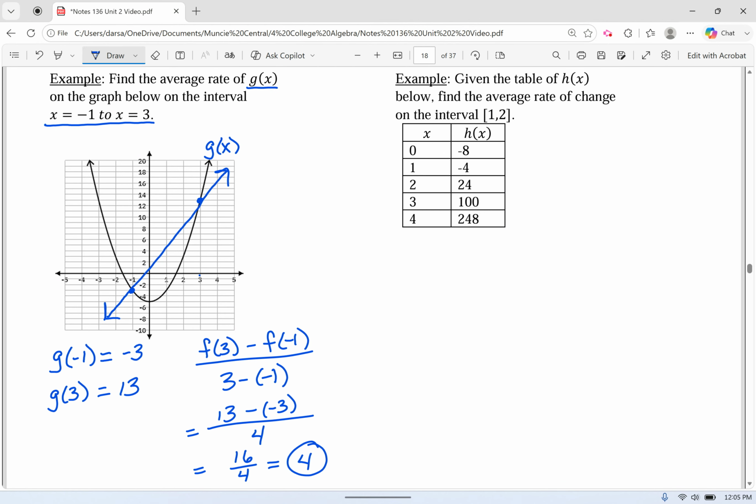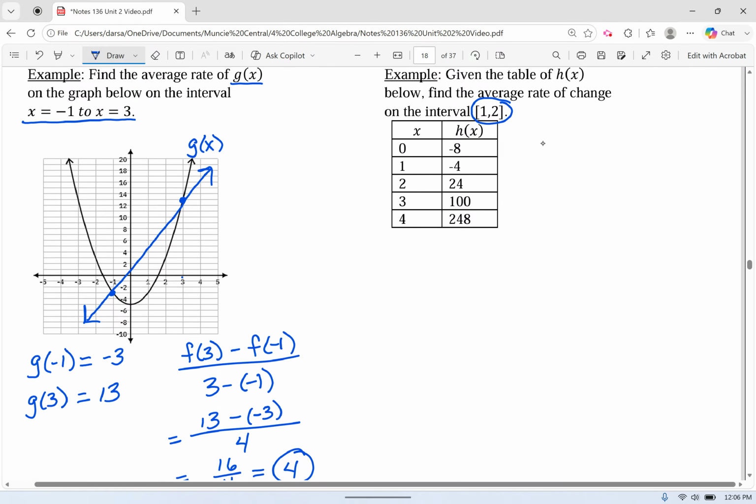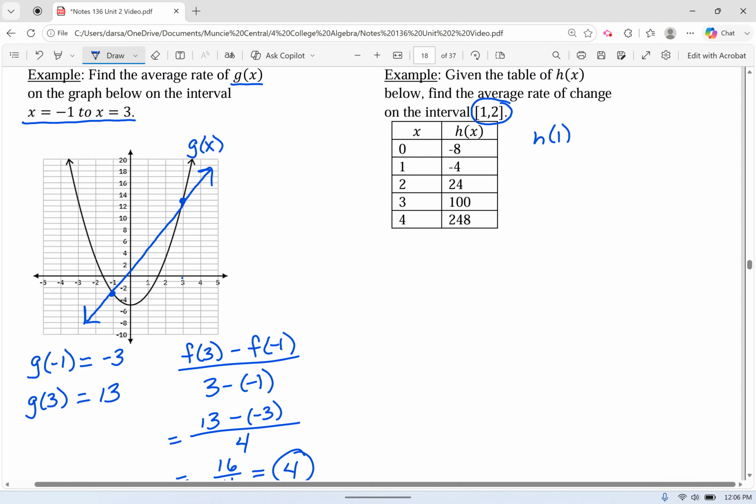All right, the final version of this is that we need to be able to do this from tables. And reading this table, notice here is the x and here is the y, which in our case is h of x, that is coming out for each of those x's. And we want to find this for the interval from 1 to 2. So what is h of 1? Well, when x is 1, h is negative 4. And what is h of 2? Well, when x is 2, h is 24.